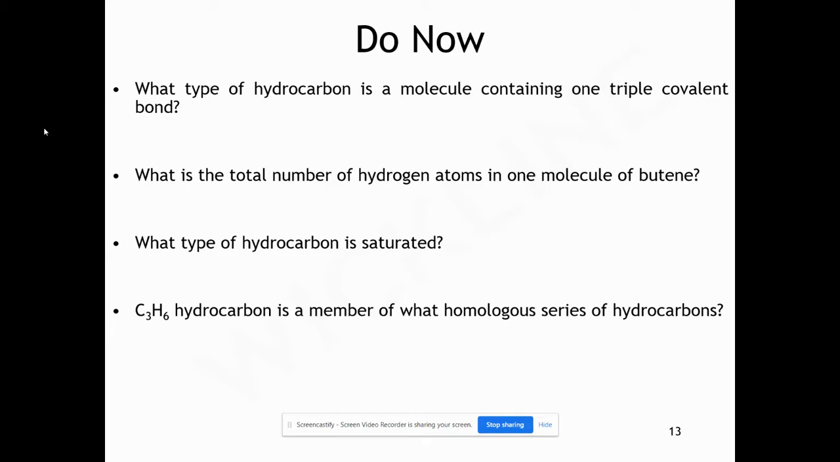Okay, let's see what you remember from yesterday. What type of hydrocarbon is a molecule containing one triple bond? Remember the letter Y. Alkynes. Okay. What is the total number of hydrogens in a butene?